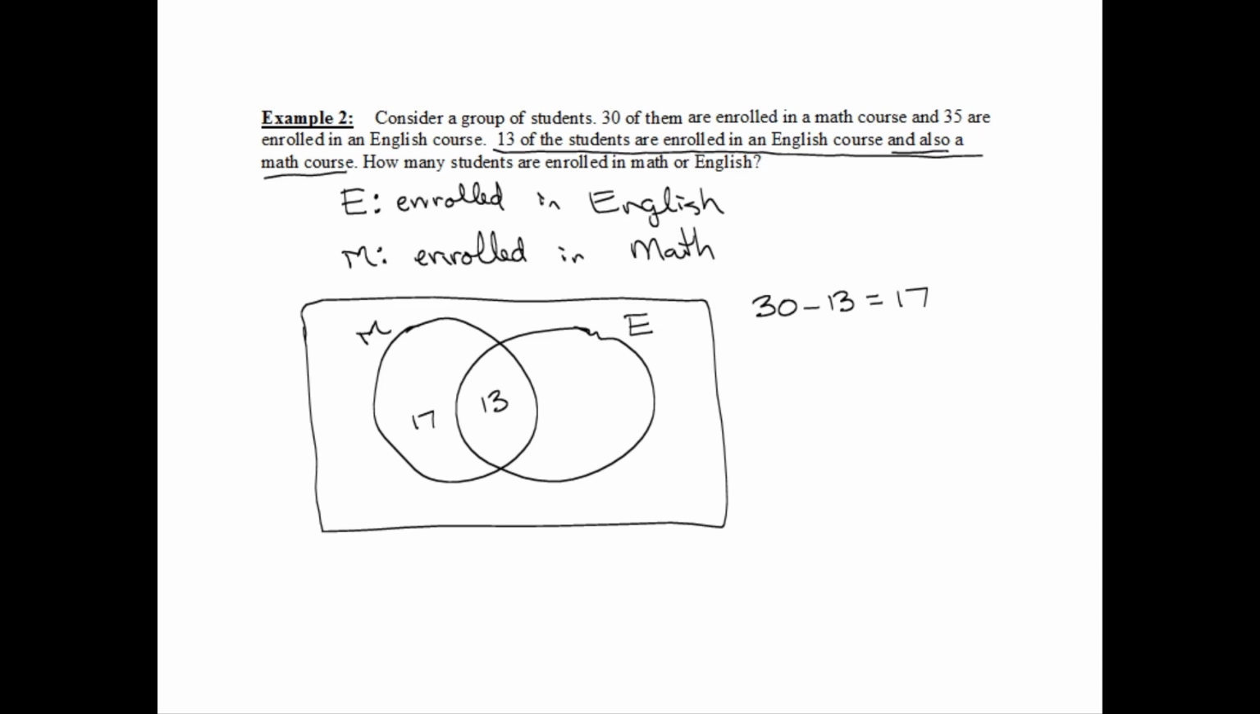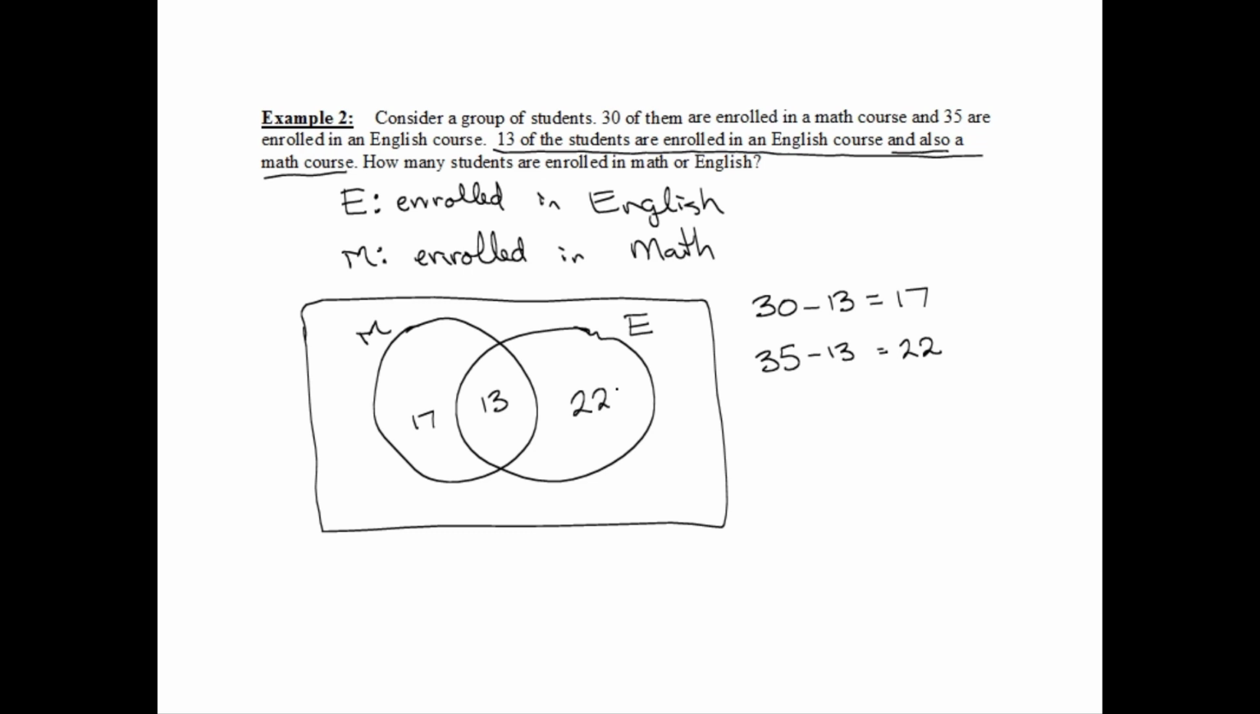Now, how many students are in English altogether? 35. Now let's subtract the 13 that are already there, and that is going to give me 22. So I have 22 right here.